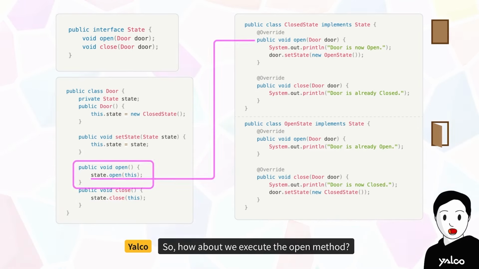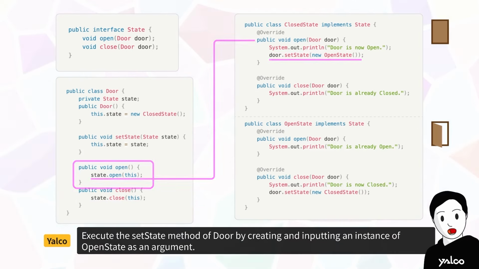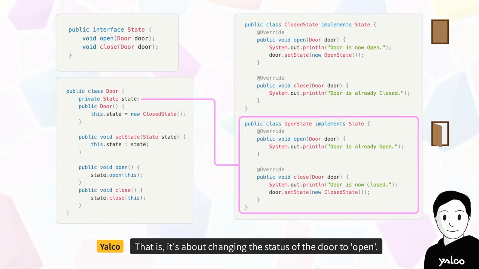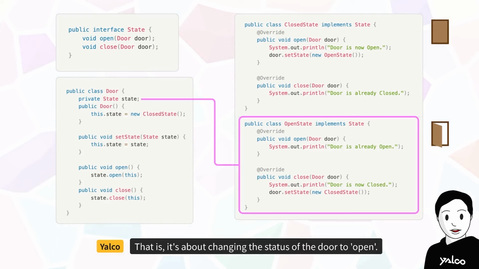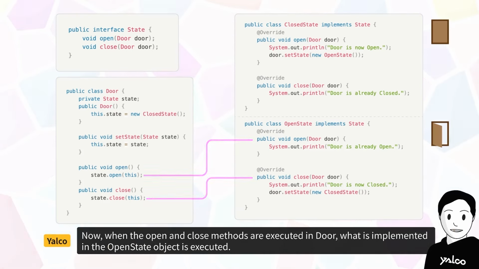So, how about we execute the open method? Execute the setState method of door by creating and inputting an instance of openState as an argument. That is, it's about changing the status of the door to open. Now, when the open and close methods are executed in door, what is implemented in the openState object is executed.